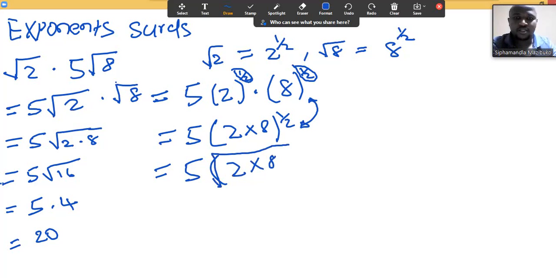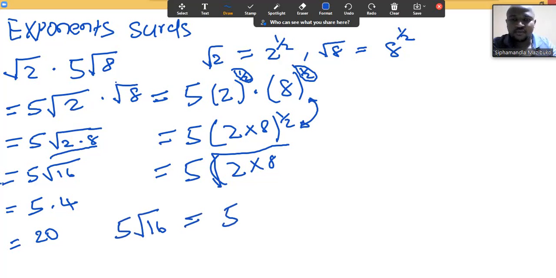because the square root is the same as half. The square root is the same as half. So that is what happened here. And the same thing if you're looking at the square root of 16, you're looking at 5 square root of 16.